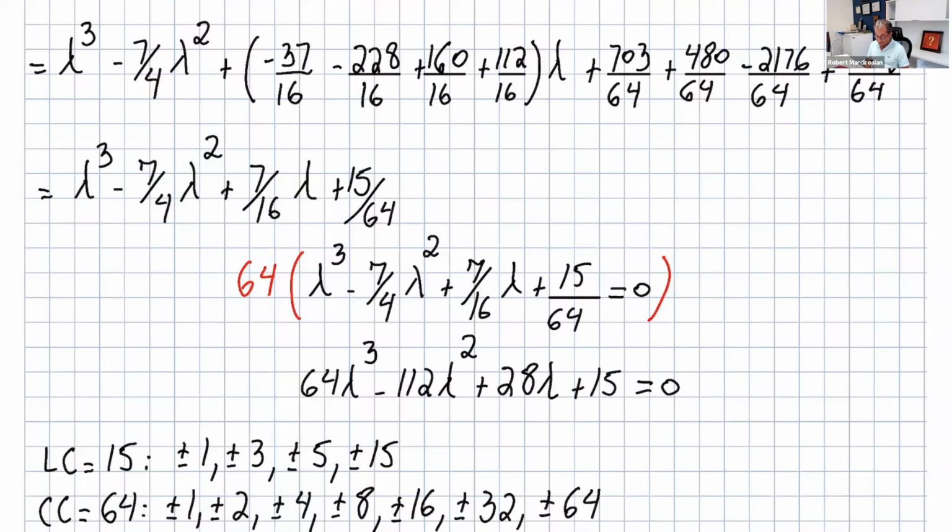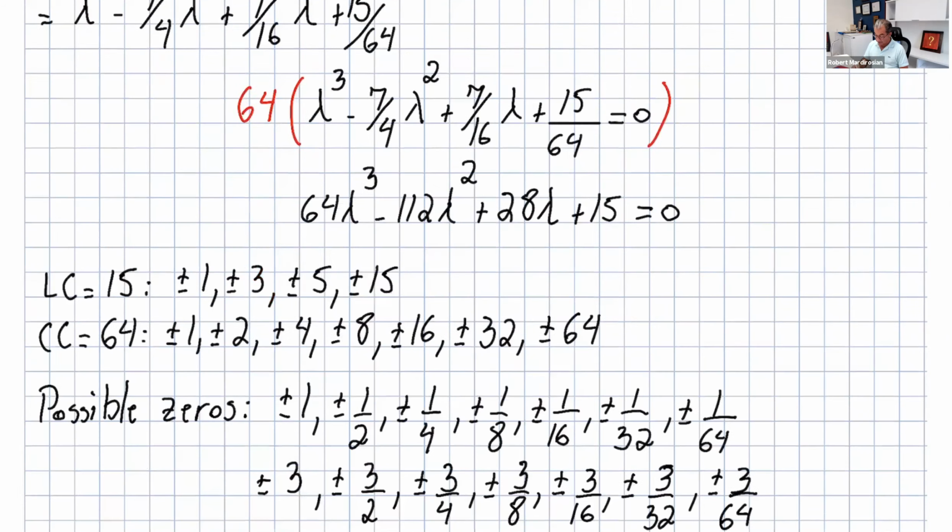One thing that is good to do is multiply by the LCD, so you can get rid of the denominators. And if you do that, you get 64 lambda cubed. 64 divided by 4 is 16 times 7 is negative 112 lambda squared. 64 divided by 16 is 4 times 7 is 28 lambda, and plus 15 because the 64s cancel each other. Now that's a third degree equation and you can't solve this by factoring. So you have to use the rational zero theorem.